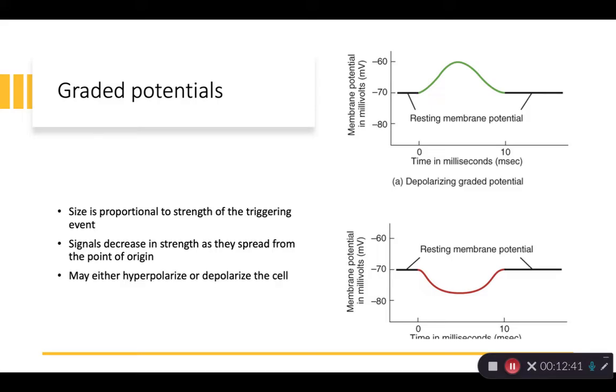And then graded potentials also, because they can involve any type of ion, right? They could involve potassium, sodium, chloride, or any of the other ions in the cell. Depending on what's happening, they can either depolarize the cell, so they can make it less negative, or hyperpolarize the cell. These are both examples of graded potentials.